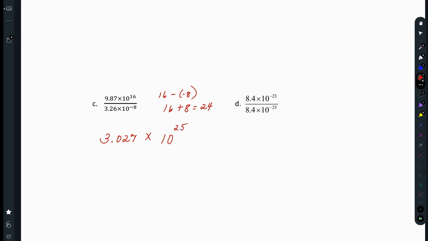We have 8.4 divided by 8.4. That's easy. That's just 1. And we have negative 23 minus a negative 25. So that's negative 23 plus 25. Certainly welcome to do this in your calculator. So we have 1 times 10 to the second.